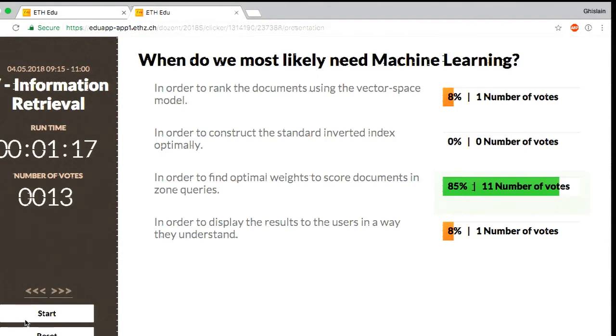For the rest, I'm not saying that you would not use machine learning, but typically you don't. In order to rank the documents, we will actually see today how you do that. You don't need any machine learning. It's purely looking through the index and so on.